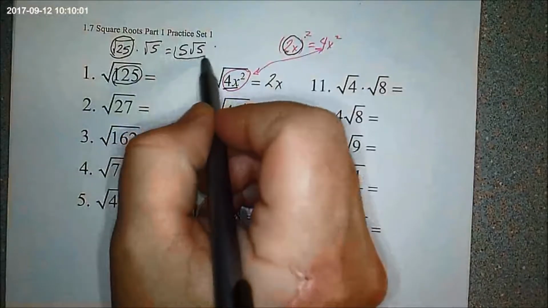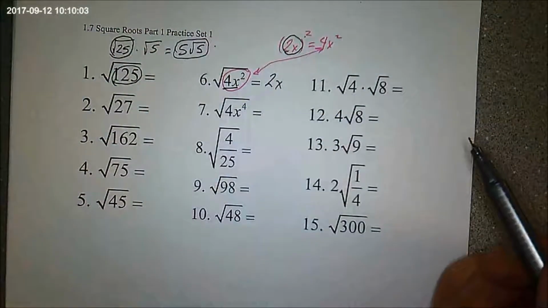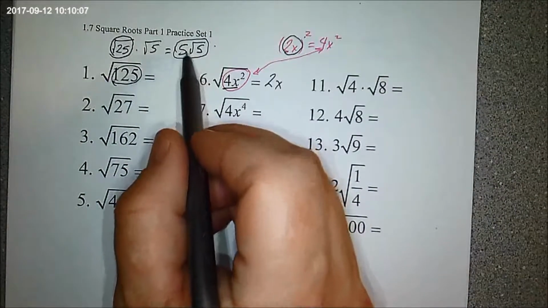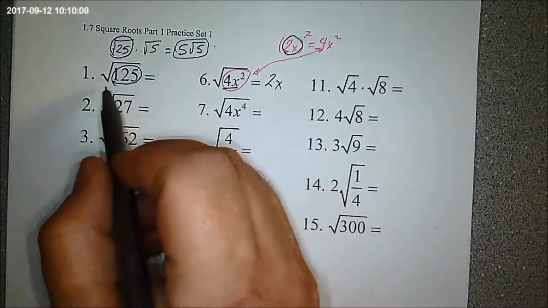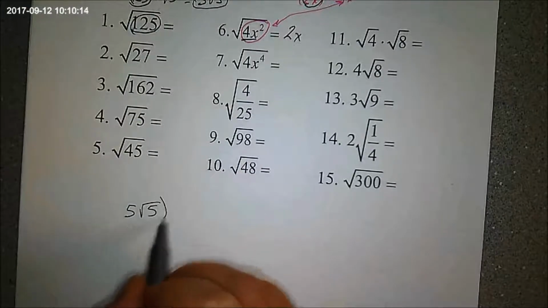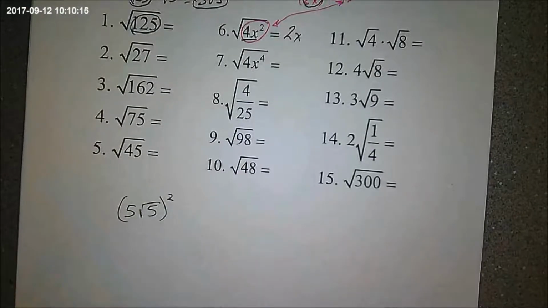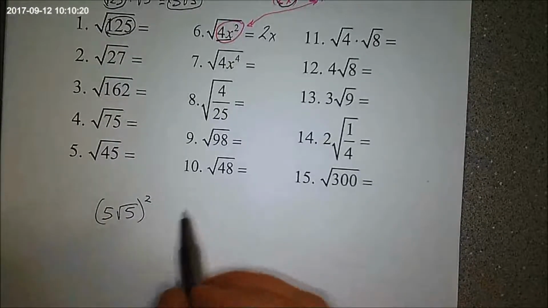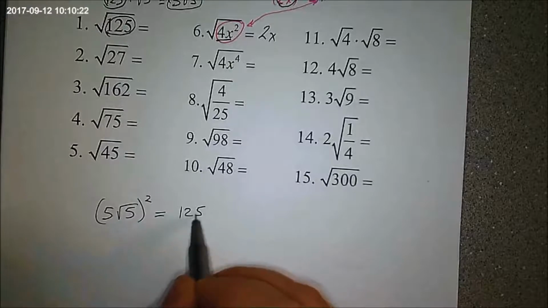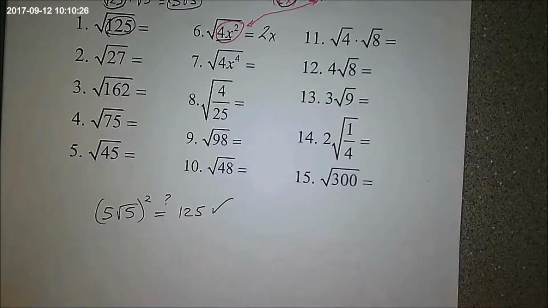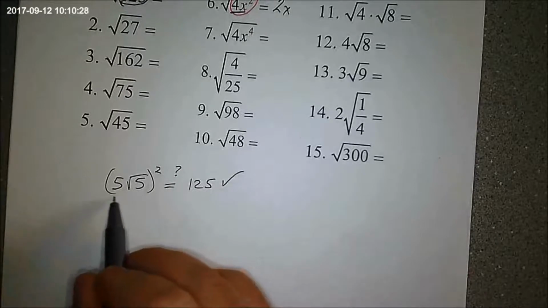Okay, Dylan, if I wanted to check this, and for you guys, we didn't get to this yesterday, so this is important. If I wanted to check this, I'd have to multiply it by itself, and it should equal 125. So let's see how that works. 5 square root 5 squared. We're going to check it, and we're going to see if this really equals 125. If this does, then we're right. But we don't know yet. One second. So here's what we're going to do.